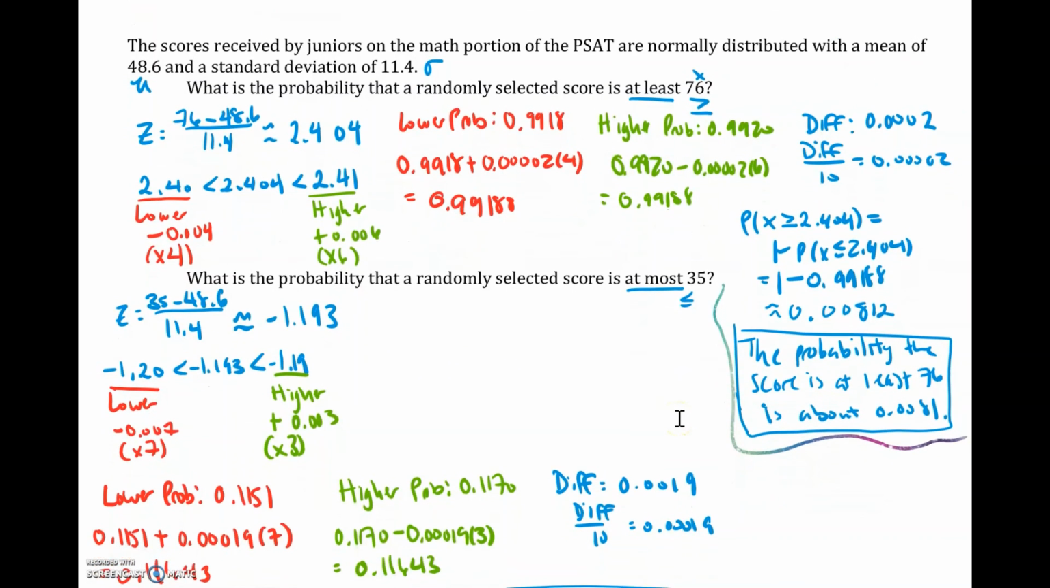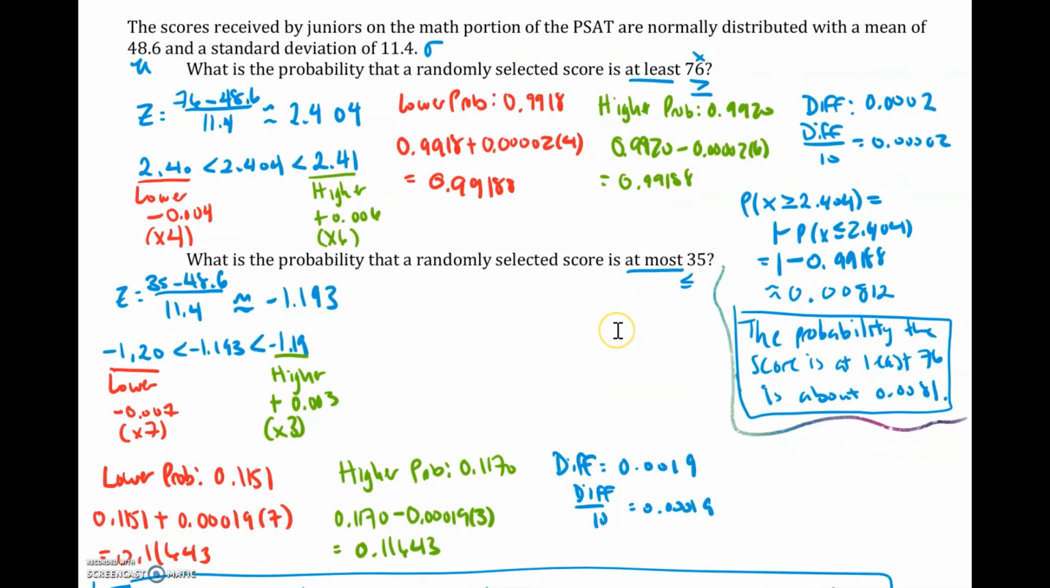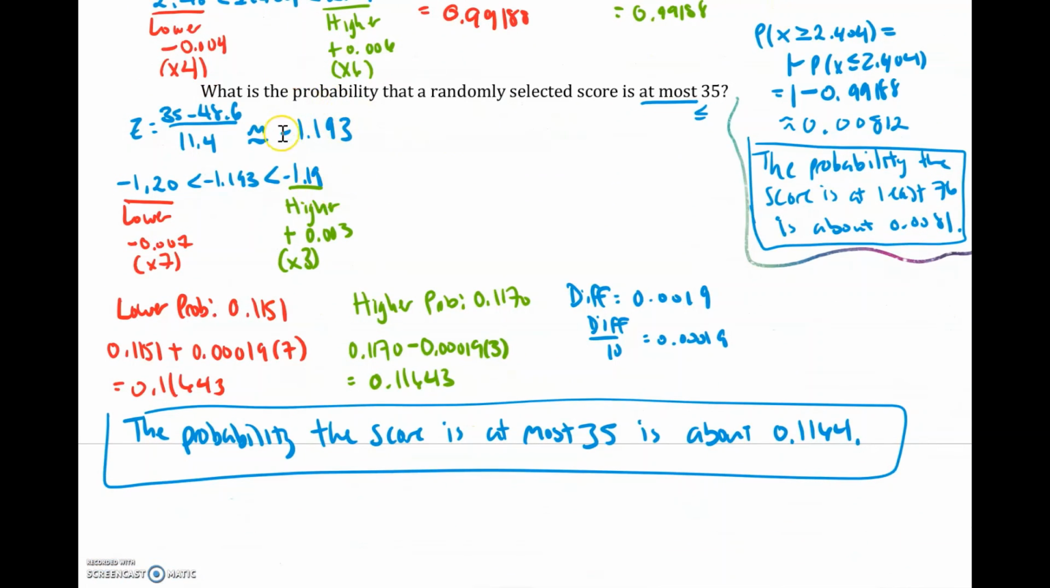The second part, same approximation, but we didn't have to subtract from 1 because we're looking at most, which is less than or equal to 35. So all we had to do here is calculate your z-score, figure out the boundaries, right? The lower is negative 1.20, the higher is negative 1.19. Then you can see I'm multiplying the lower by 7, the higher by 3. Again, you don't have to do both. Pick one or the other. If you want to do both, it's great to check. But find the difference, divide it by 10, and then you pick, right? Am I going to add the difference times 7, or am I going to subtract the difference times 3? Regardless of what you do, we get the probability to be about 0.1164. So here I'm just rounding to the nearest 10,000ths to be consistent with our table.